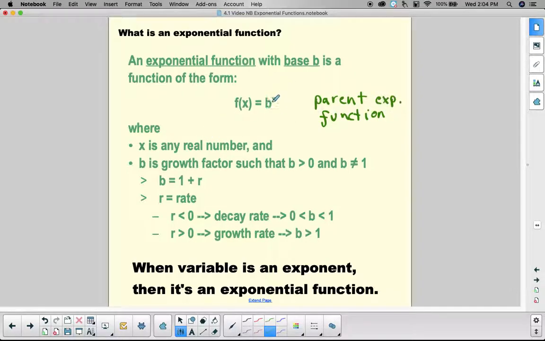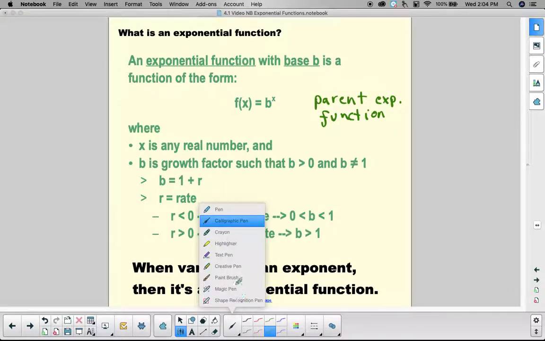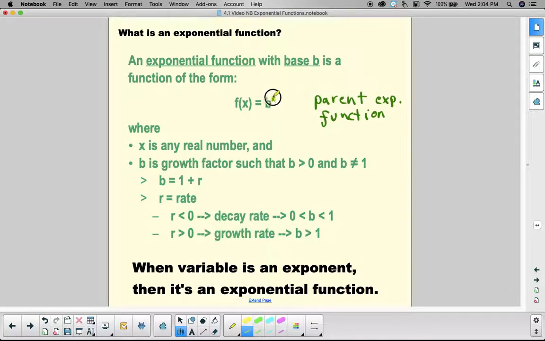So we've got two things. Notice that b is a number, and then x is our exponent. Since x is an exponent, that's why these functions are called exponential functions, because the variable is an exponent. So x, the exponent, can be any real number, and b is a growth factor. There are some conditions that apply to b. b has to be positive, it can't be negative, and b cannot equal 1.